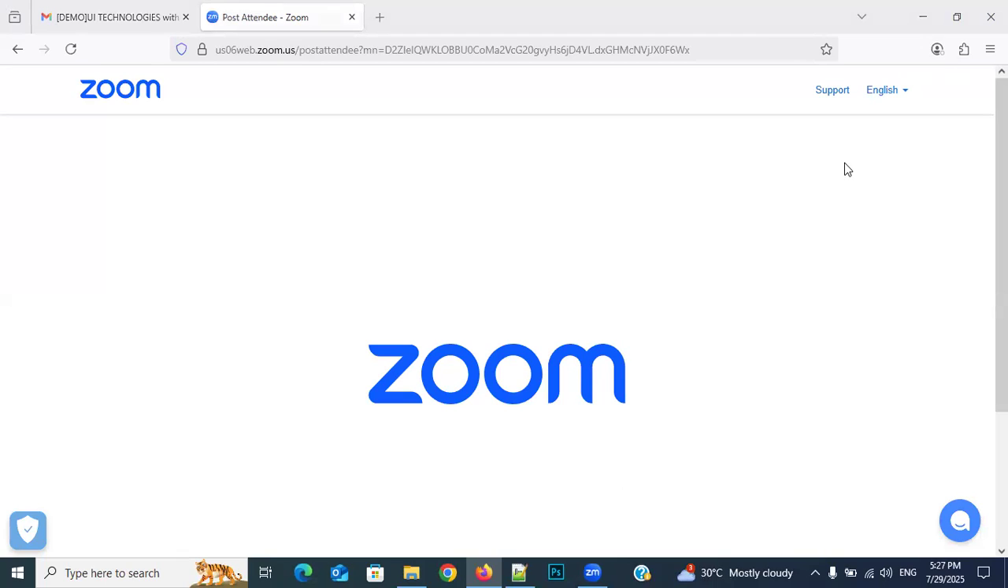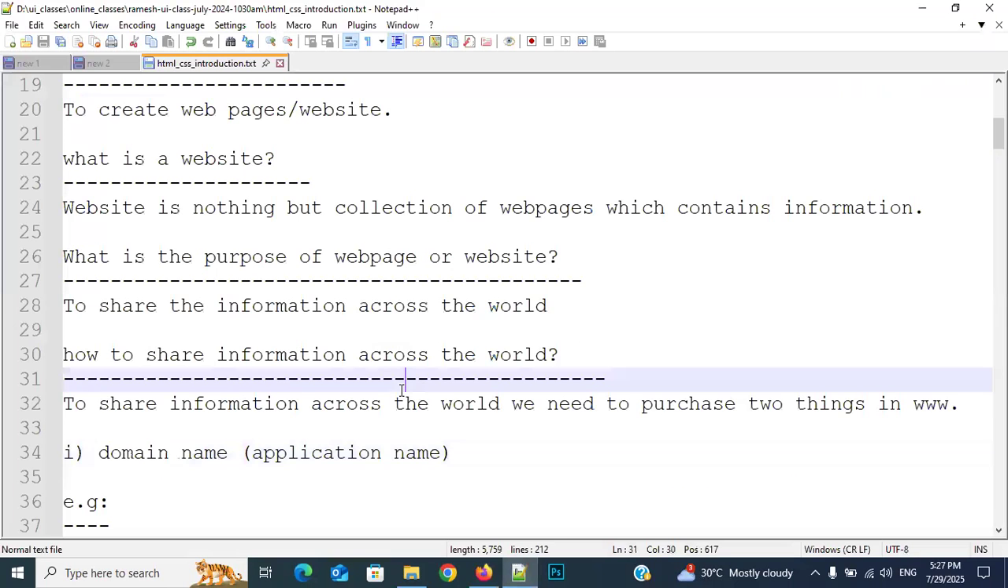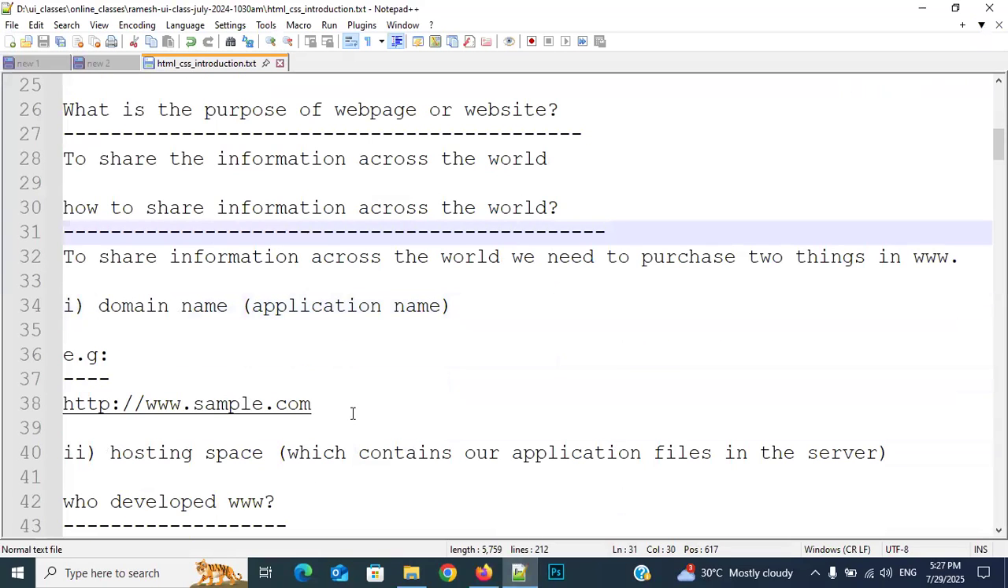What is the other thing we need to purchase? Hosting space. Sir, why should I purchase hosting space? Because you are developing an application. Whenever you are developing the application, we need to write the code or not? Whenever you want to develop the application.